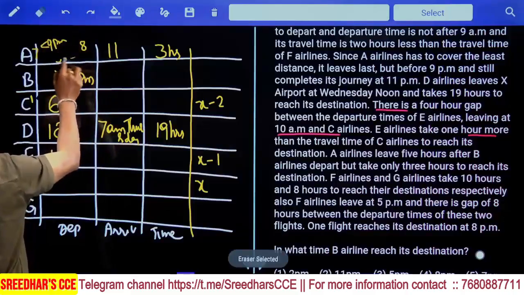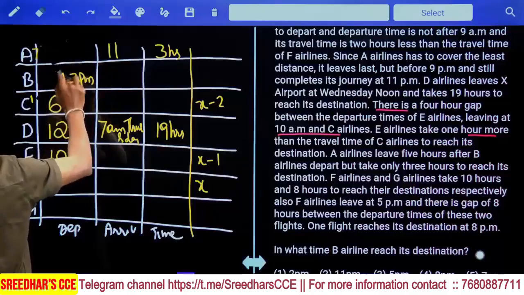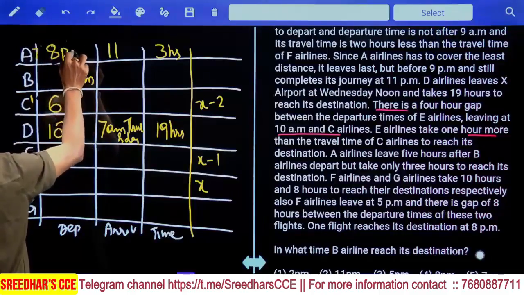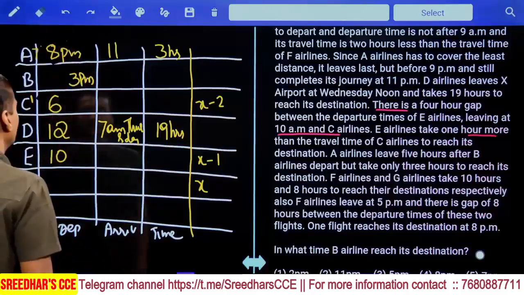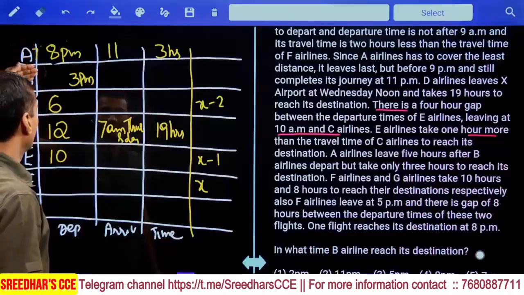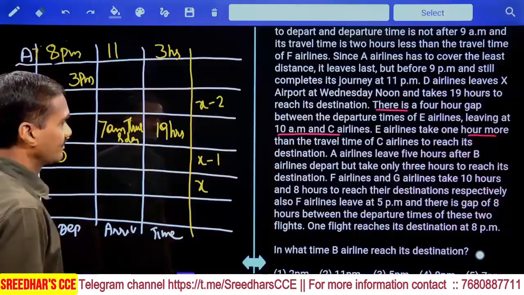Clear now? This is the last one, before 9 pm. Hence this must leave at 8 pm. That is fine. A airlines is leaving at 8 pm, which is 5 hours after this B airlines, and it is the last one to leave.